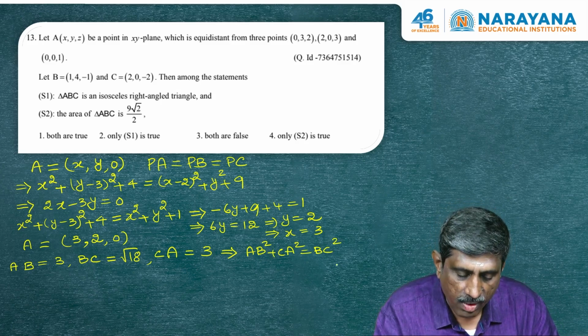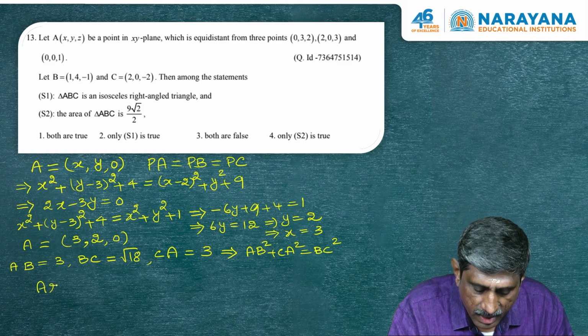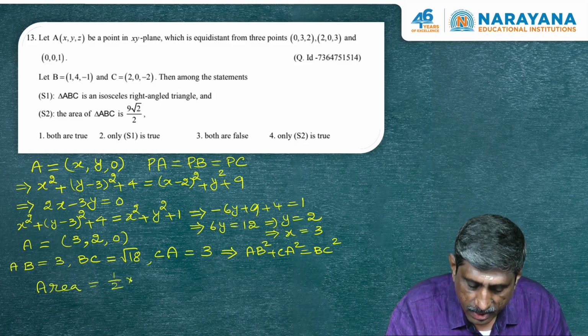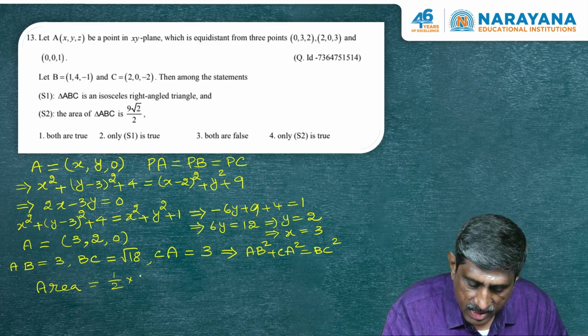Let us find out what is the area. Area of the triangle ABC, because it is a right angle triangle, is half into AB into CA, which is half into 3 into 3, which is 9 by 2.